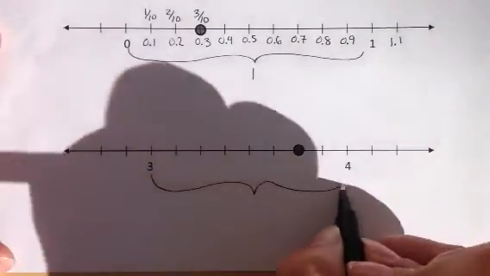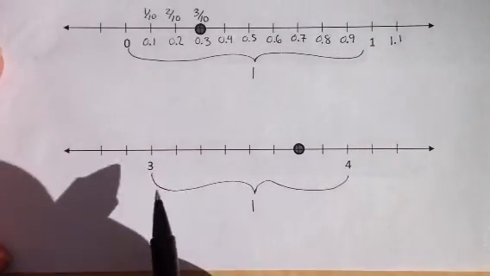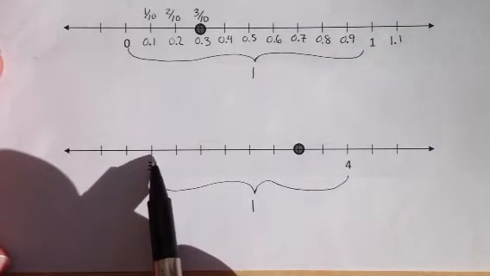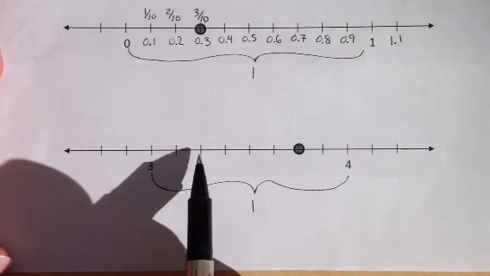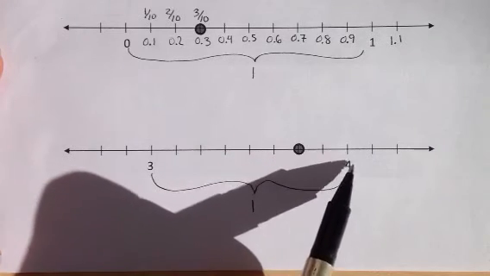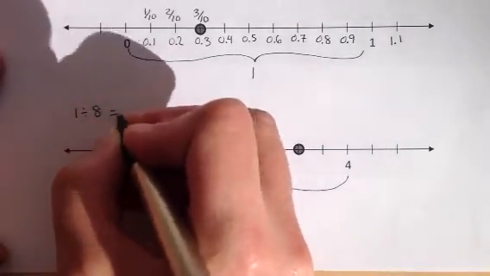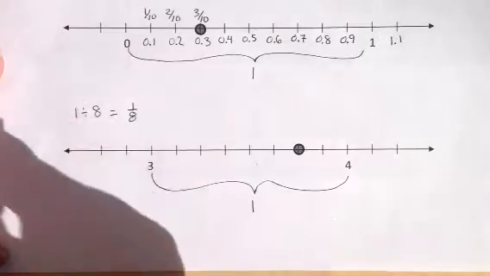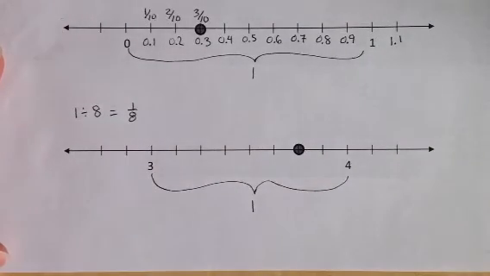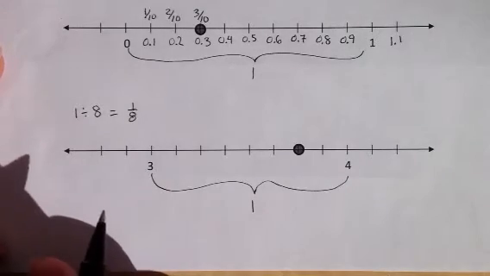Between 3 and 4, there's only 1. The distance is 1. So again, I've got something that's breaking a whole into pieces. So let's see how many sections I have. 1, 2, 3, 4, 5, 6, 7, 8. Okay, so this time 1 divided by 8 is 1/8. Now, I cannot easily change eighths to decimals. So if I was trying to graph something that was a decimal or give the location as a decimal, I might use my calculator for eighths.